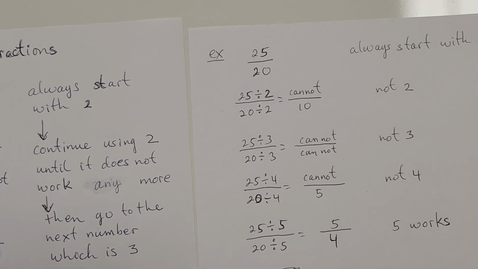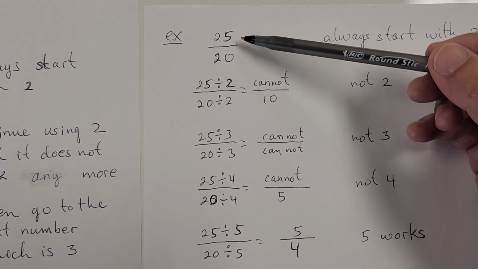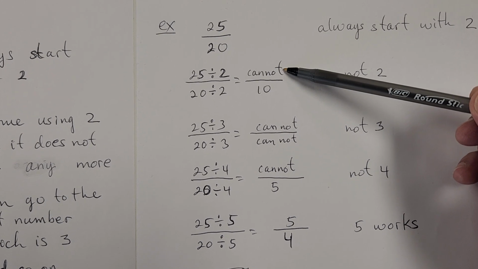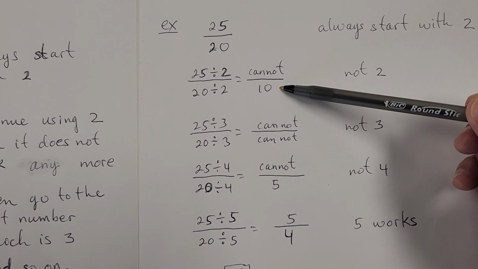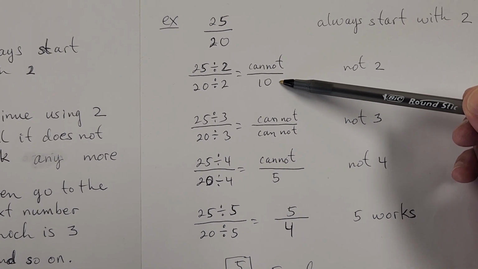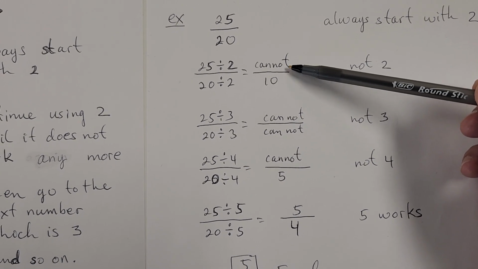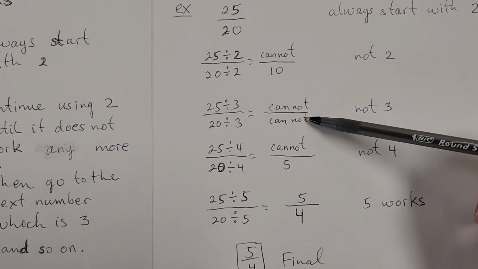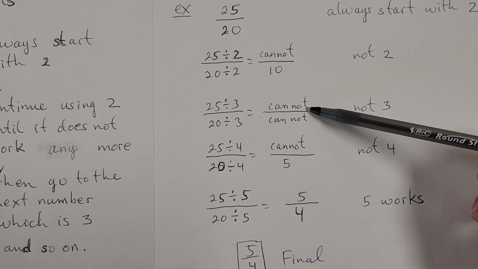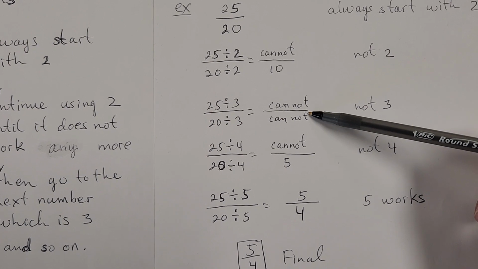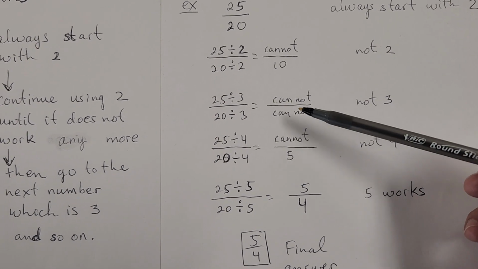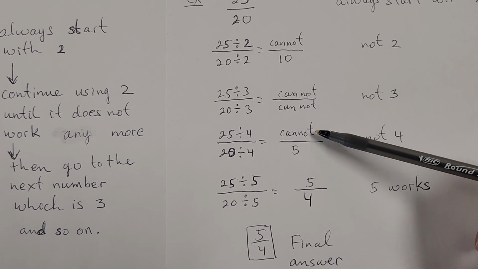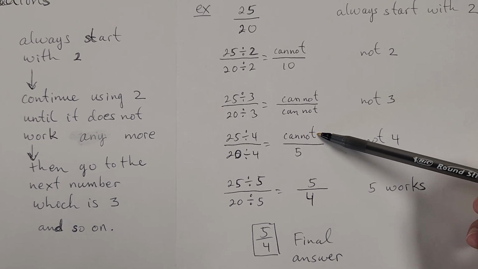Here we have another example. So 25 over 20. 2 cannot go into the top because it will give me a decimal, but it's okay. But in the bottom, it comes out to be 10. So 2 doesn't work. Move on to 3. As you can see, it doesn't work because you get decimals. So we don't want decimals. Go on to 4. 4 only works in the bottom, but not the top because it'll get a decimal.